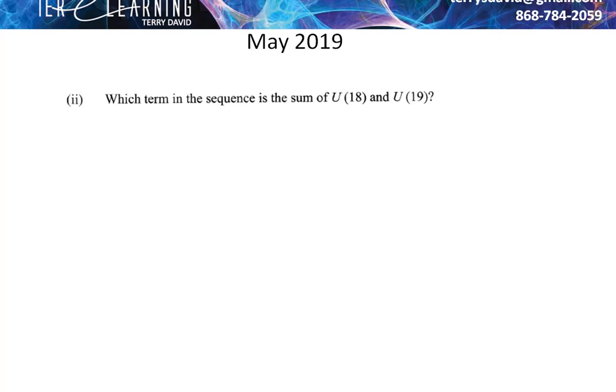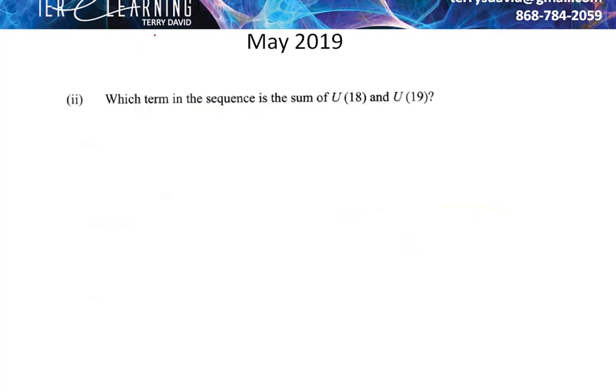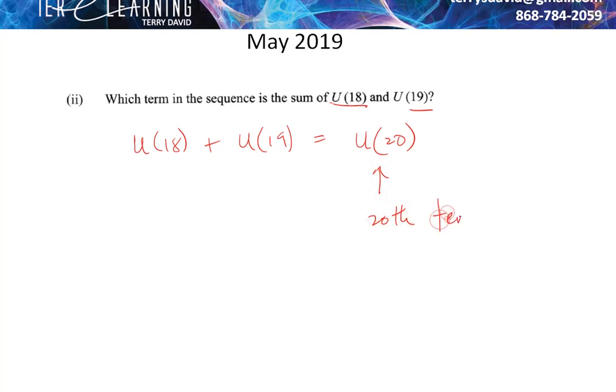They said, which term in the sequence is the sum of 18 and 19? So remember, you're adding the two previous terms to get your new term, right? So U18, that's my 18th term, plus U19, which is my 19th term, what should that give me? That should give me my 20th term, right? So what term in the sequence? So it's my 20th term, right?